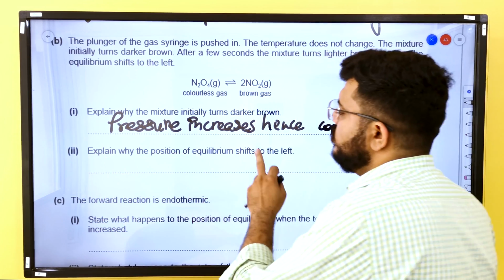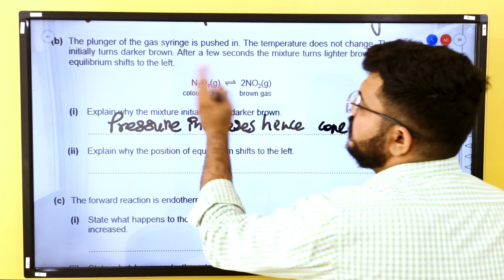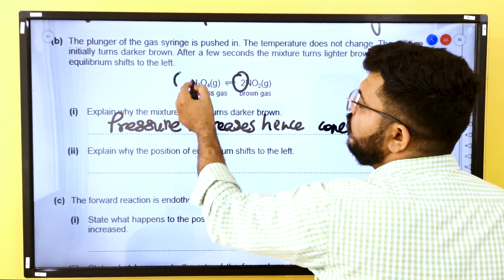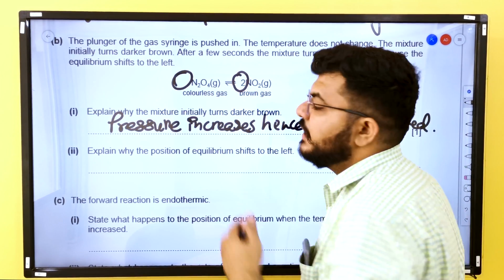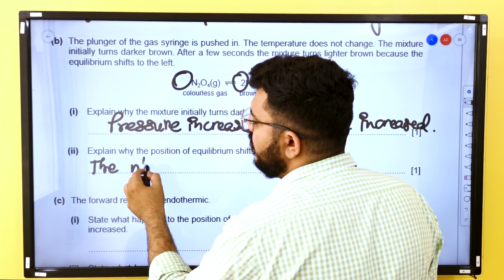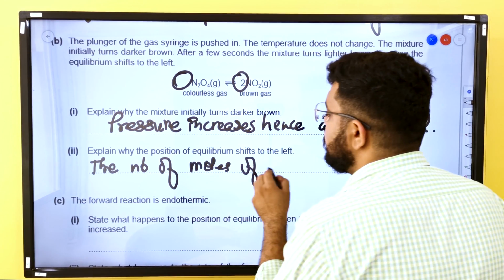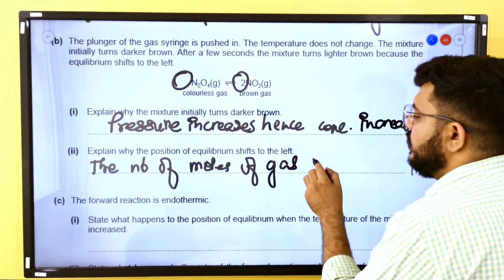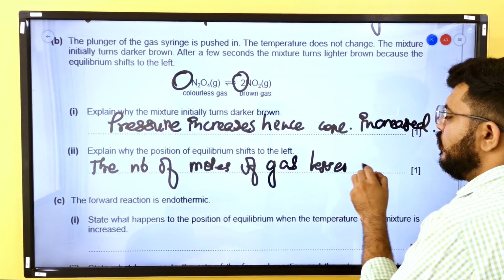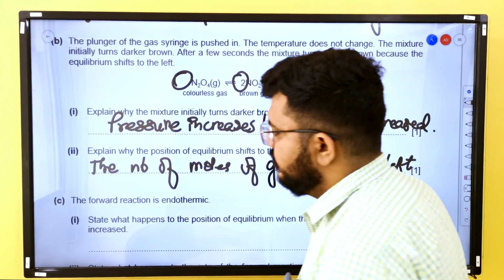It means the gas will get dark brown. Explain why position of equilibrium shifts towards the left. It shifts towards the left because the number of moles of gas is less on the left hand side. The number of moles of gas is lesser on left, right? That will be your answer.